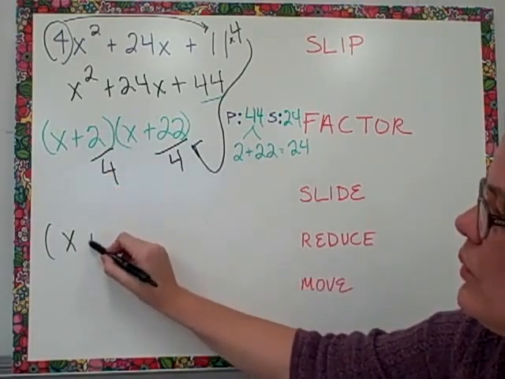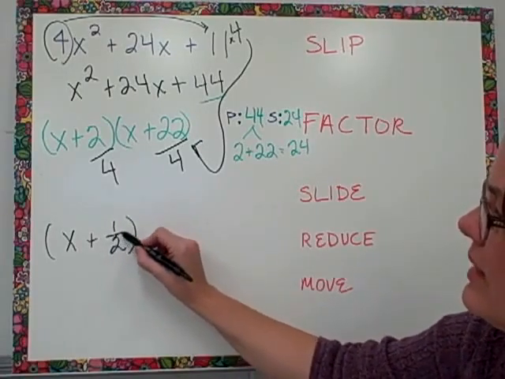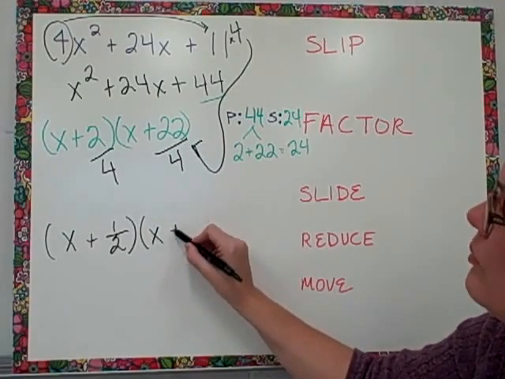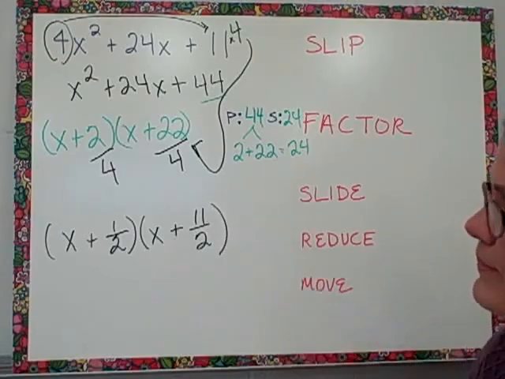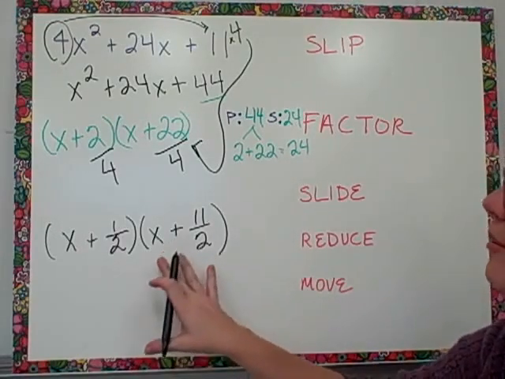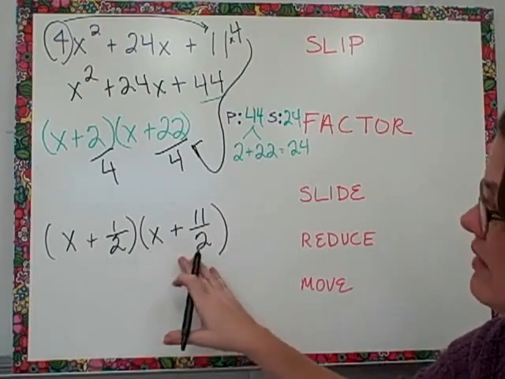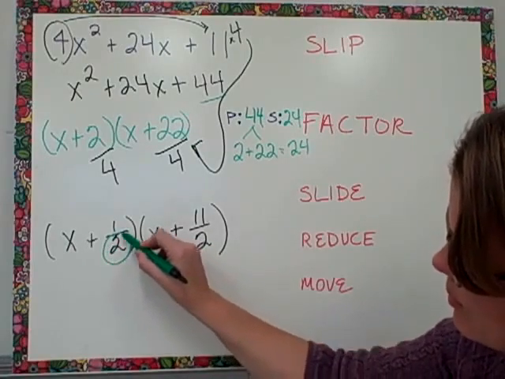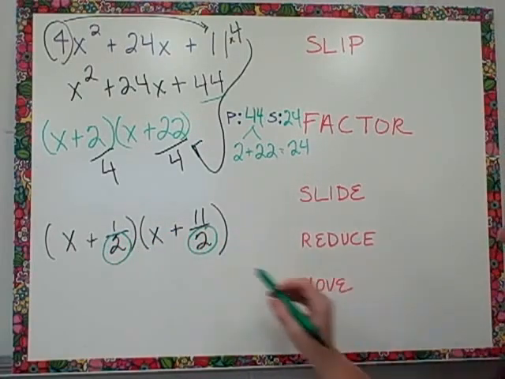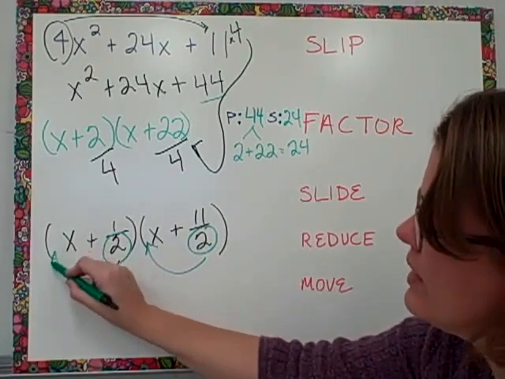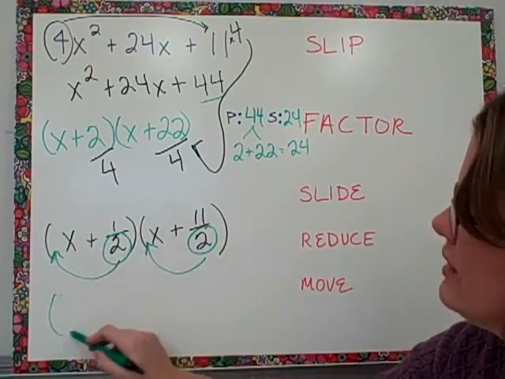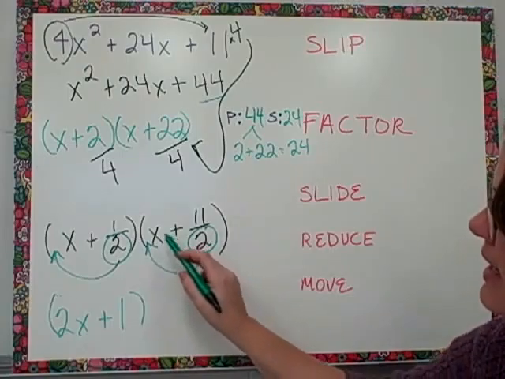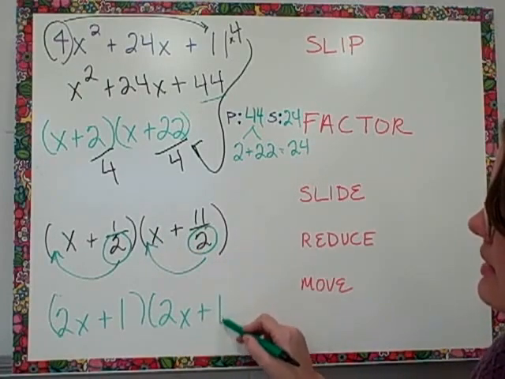So 2/4 would be 1/2. If I need to, I can put that in my calculator and let the calculator reduce it for me. And 22 over 4 would be 11 over 2. When I reach this point, I'm almost there. I don't want to leave these in fraction form. So the next thing I need to do is look at the number that's in the denominator and move it. So I'm moving it back in front of my x. So my final answer would be 2x plus 1, there's just a 1 sitting there, and 2x plus 11.